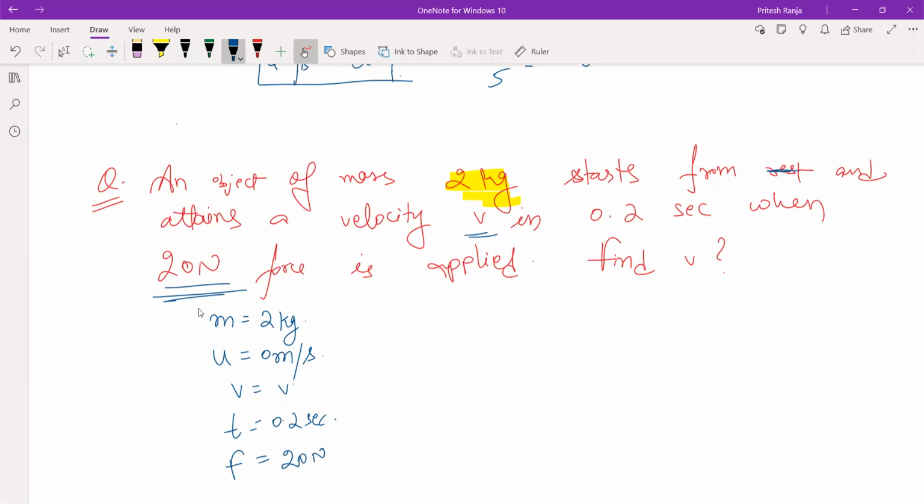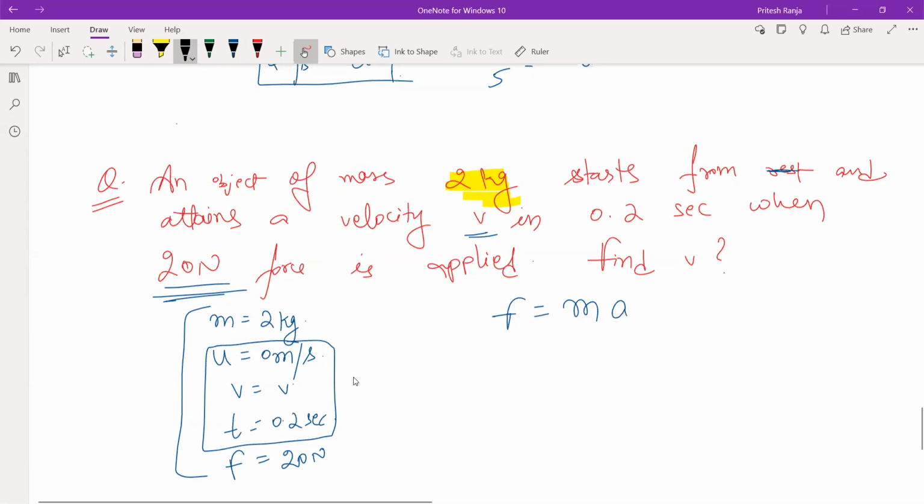So yes, just relate all of them. We have a direct relation: F is equal to ma. और a कैसे निकल सकता है? Using u, v and t. We know a is equal to final minus initial velocity by t.